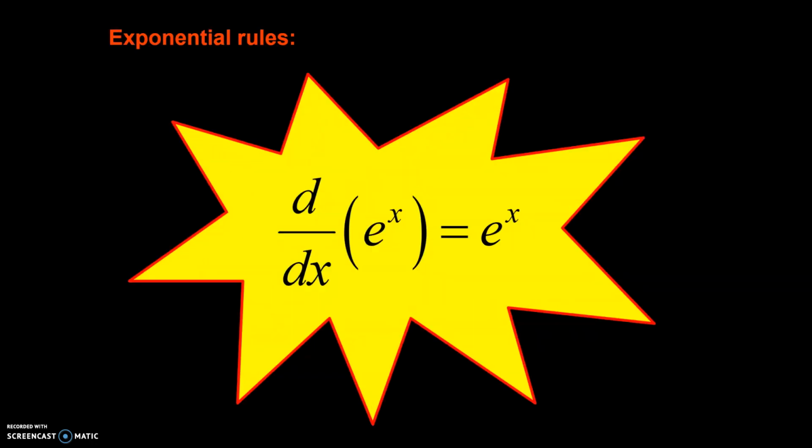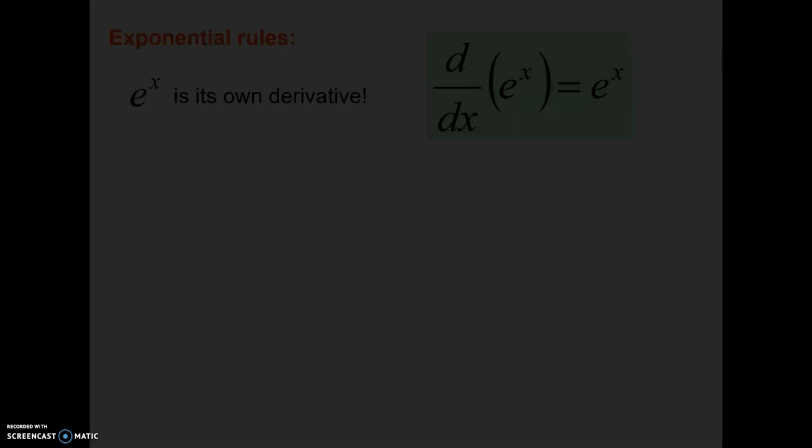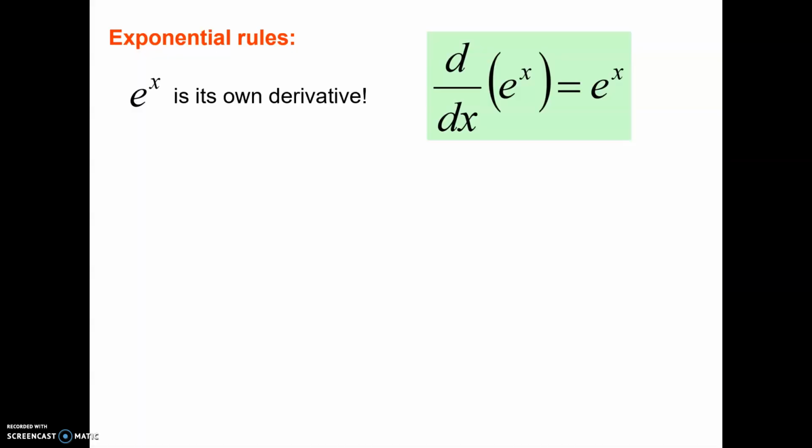Our next rule is the rule for the derivative of e to the x. And unlike any other function that we study, this function is unusual in that when I take the derivative of e to the x, it is its own derivative. It's one of the few functions, actually one of 2 functions, that is its own derivative. So e to the x is its own derivative.